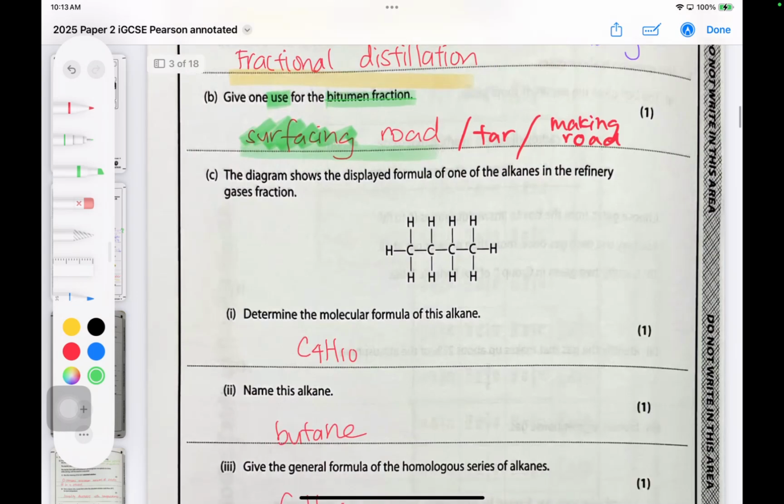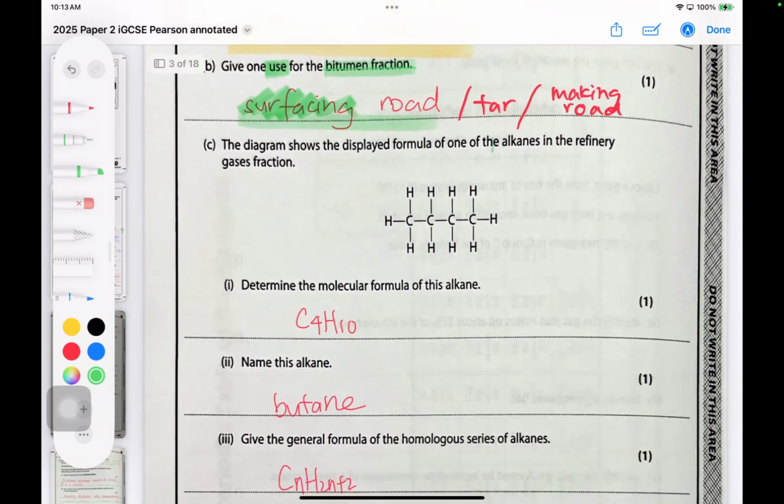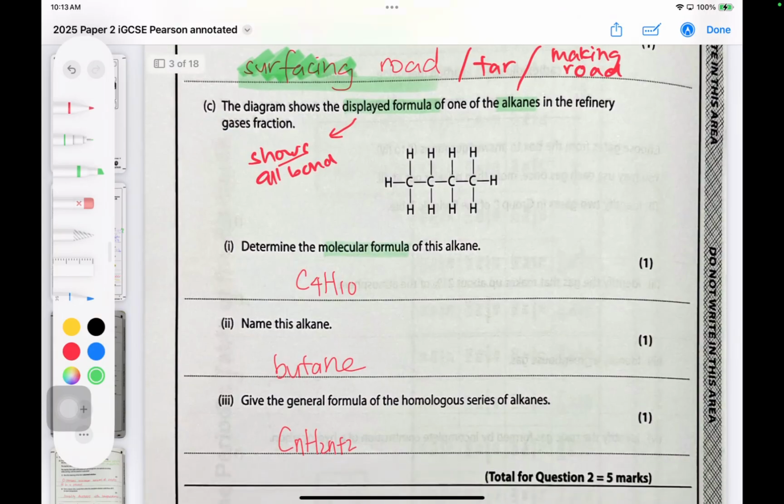Okay, next we're going to look into an alkane. So they give you clues in the question. This is a displayed formula. Again, displayed formula shows all bonds. They already mentioned that it's an alkane, so they want you to write the molecular formula of this alkane. Very simply, you just count the number of C, that is 4 of them, so it's C4, and you do the same for H's, and that would be 10 of them, so C4H10.